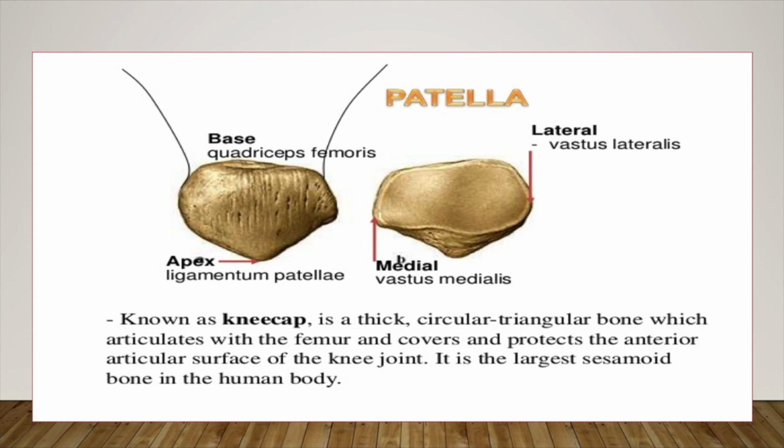It's also known as kneecap. It is a thick, circular, triangular bone which articulates with the femur and covers and protects the anterior articular surface of the knee joint. It is the largest sesamoid bone in the human body.